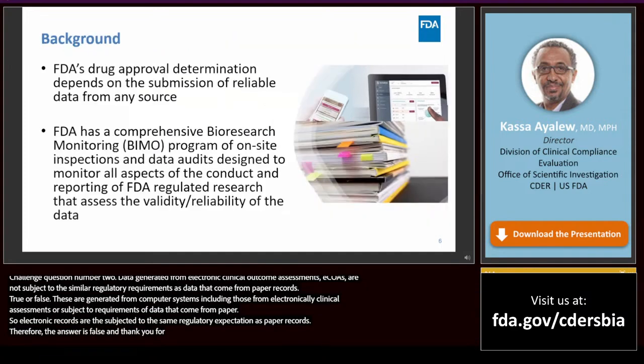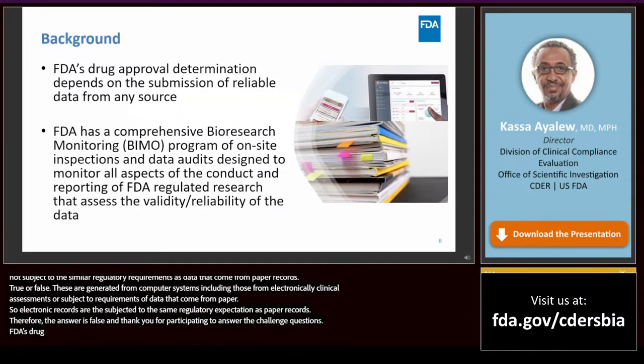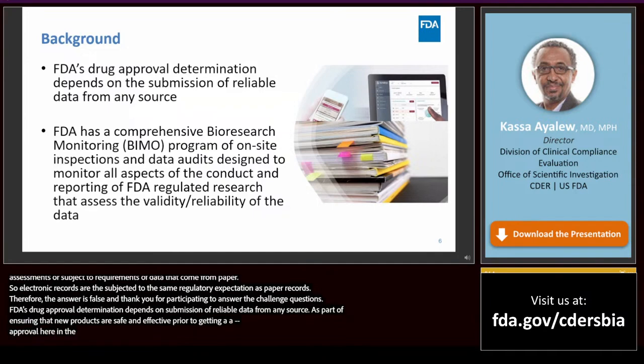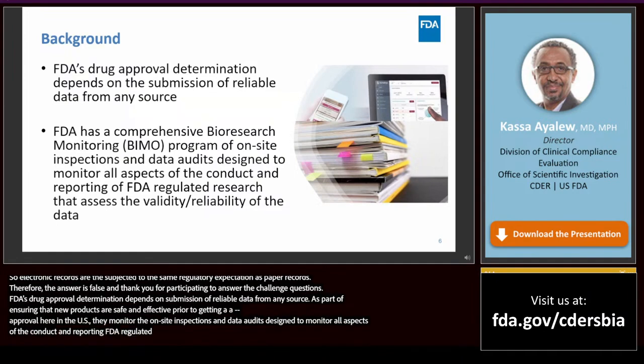The Food, Drug, and Cosmetic Act requires new products to be safe and effective prior to marketing approval. And FDA determination on drug approval depends on the submission of reliable data from any source. As part of ensuring that new products are safe and effective prior to marketing approval here in the US, FDA has a comprehensive bioresearch monitoring program of on-site inspection and data audits designed to monitor all aspects of the conduct and the reporting of FDA-regulated research. GCP inspections may be conducted by FDA to assess compliance with regulations. The inspection may also determine the validity and the reliability of data in support of marketing applications or regulated research.